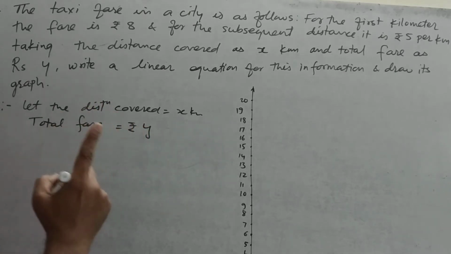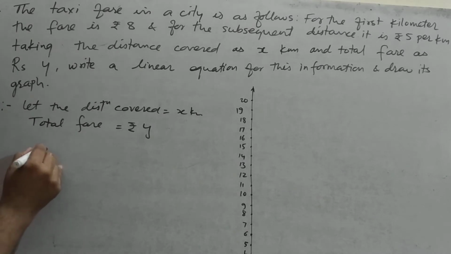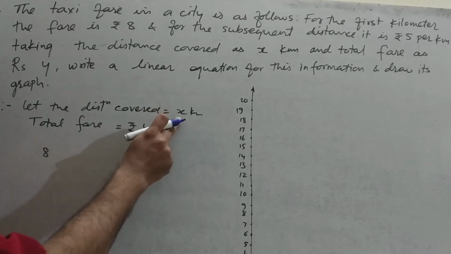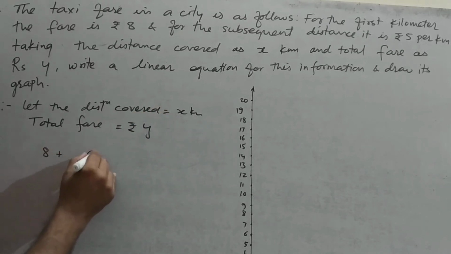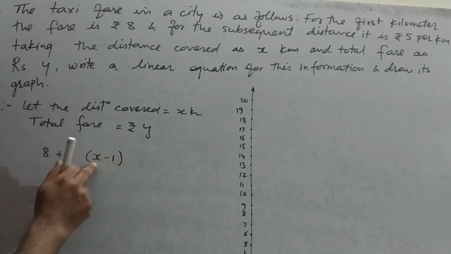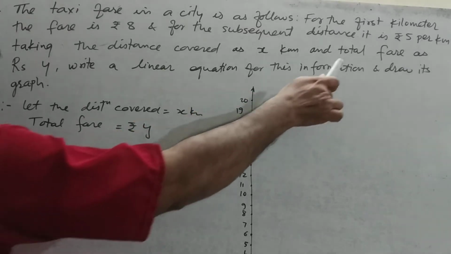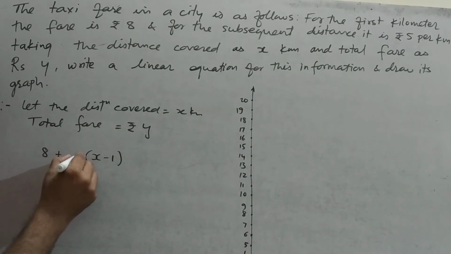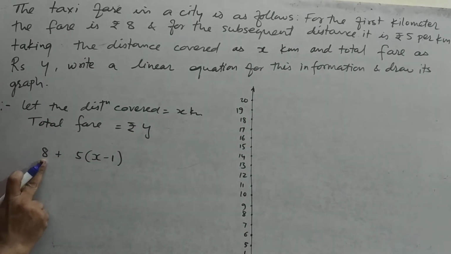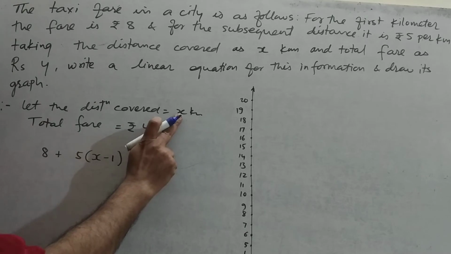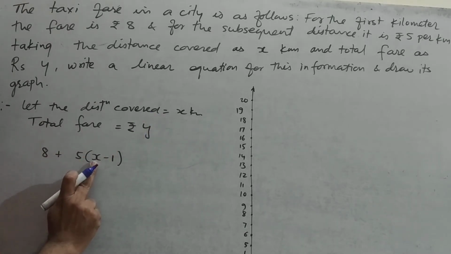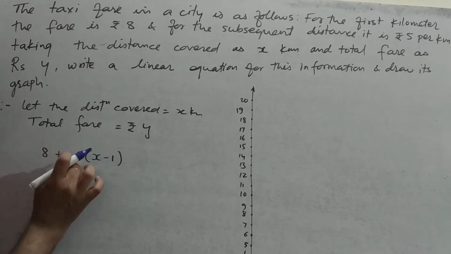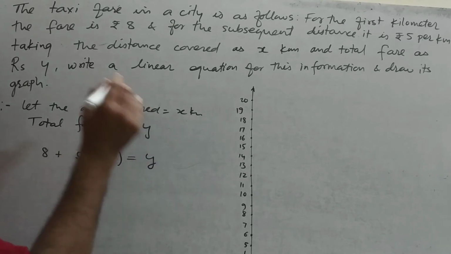Now for the first kilometer it is 8 rupees. The total distance is x; the first kilometer is gone, so the remaining is x minus 1. For this x minus 1 they are charging rupees 5 per kilometer. So for the first kilometer 8, and for the remaining distance x minus 1, the fare is rupees 5 each.